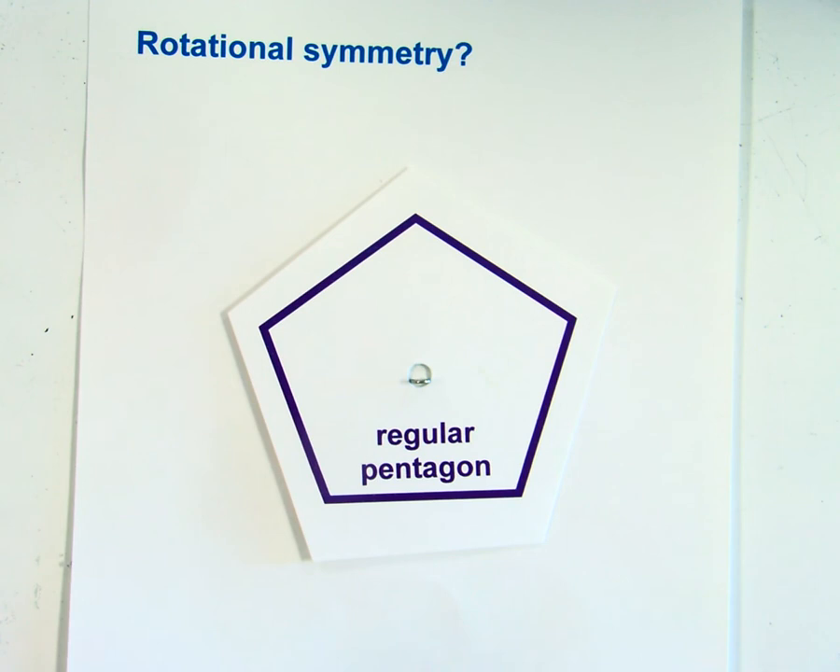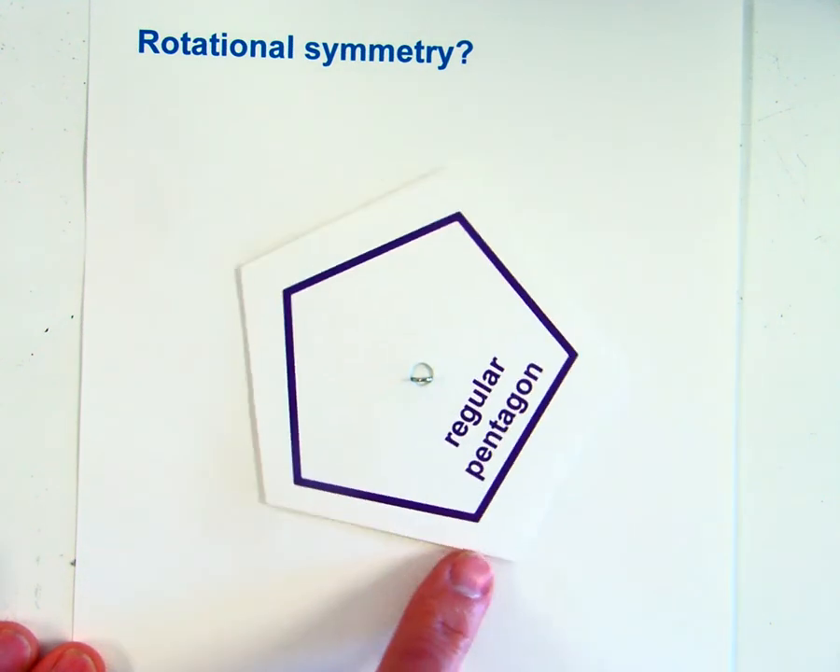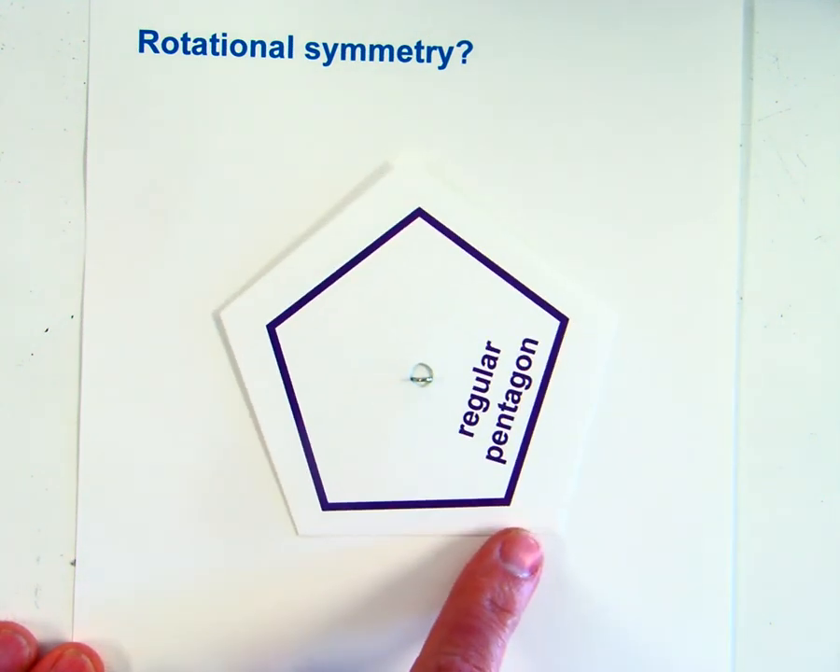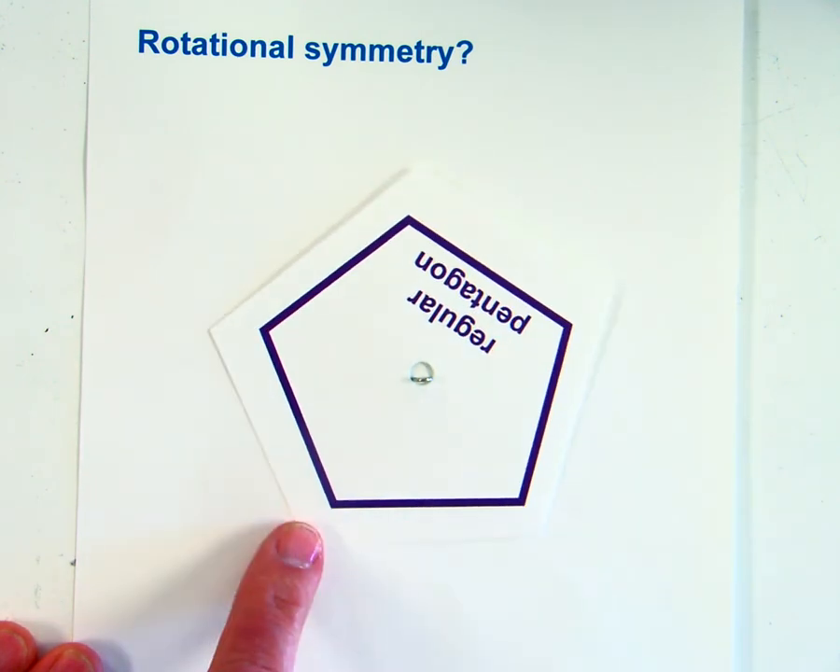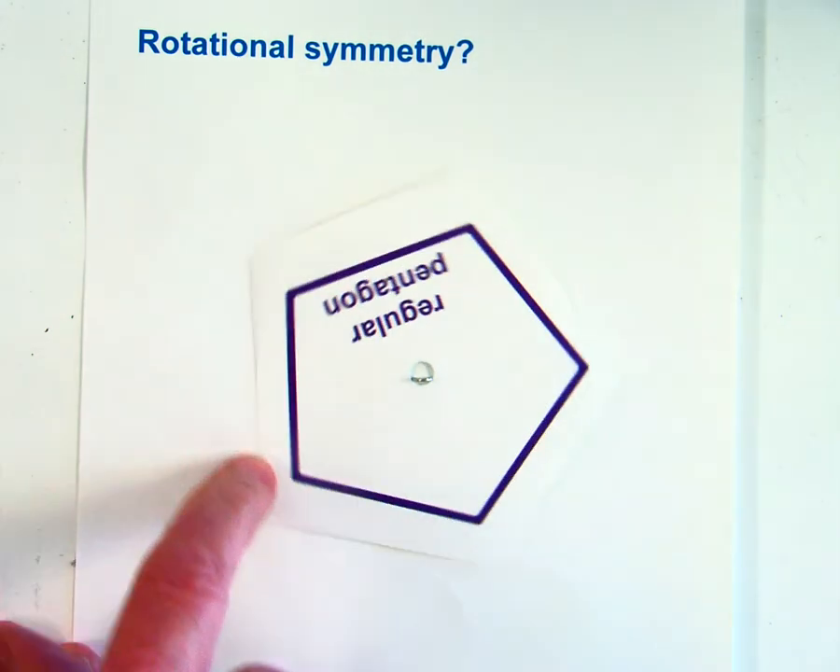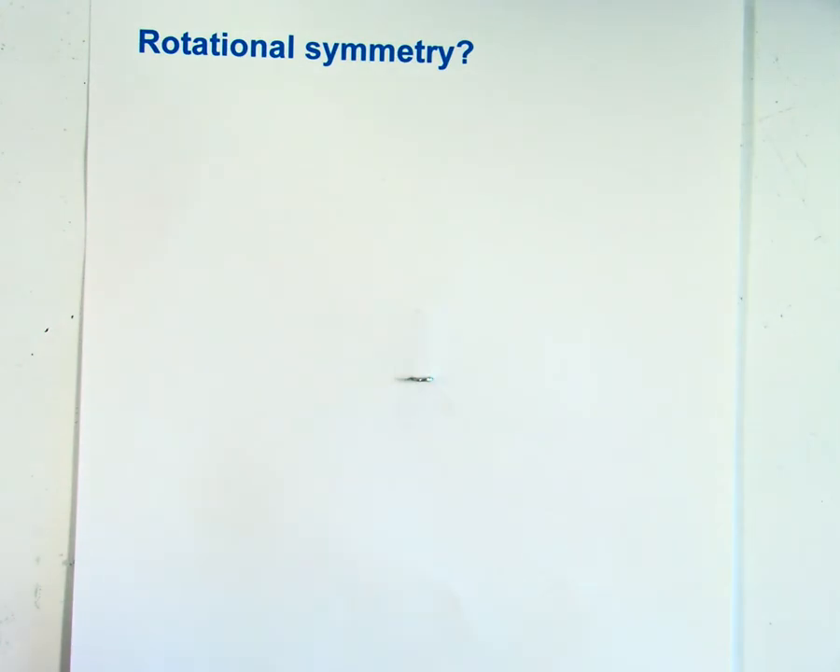So 360 divided by 5 is 72, and that's the period of rotation. So it will appear oriented the same at 72 degrees rotation about the center, and then at 144 degrees rotation about the center. Notice that the next one is too far. It's past 180, so we don't talk about that one.